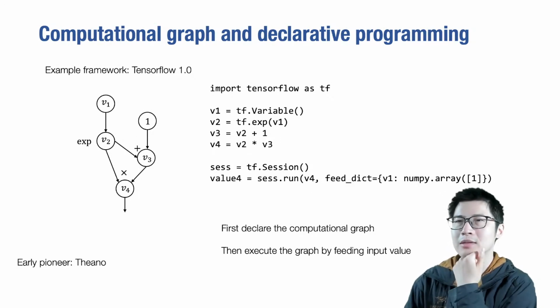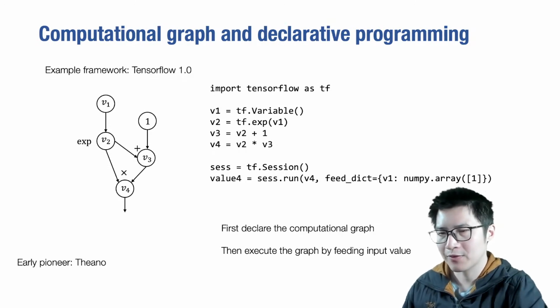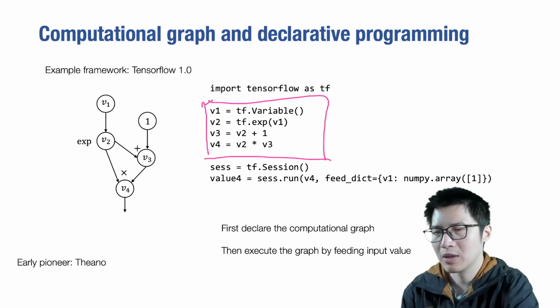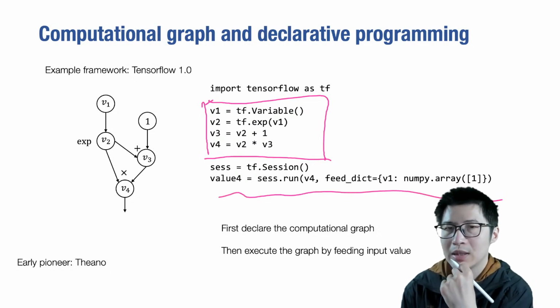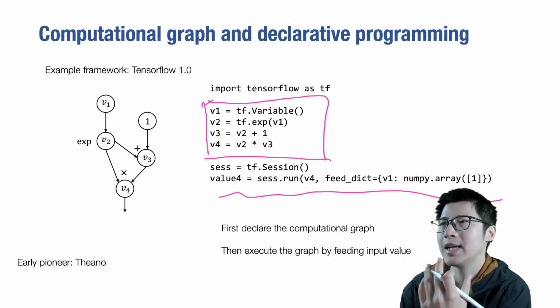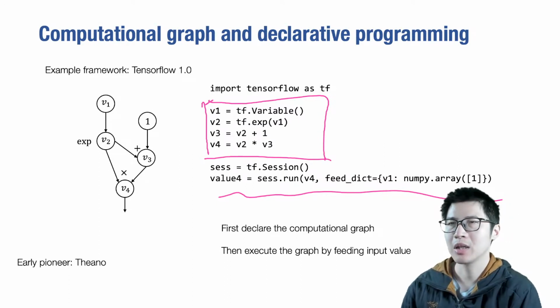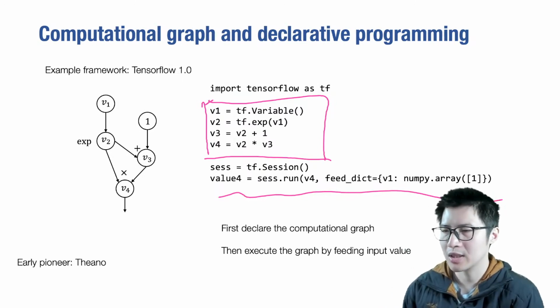The few things you might notice. The first thing is that in this code, there's a very clear separation: you have a declaration part that declares the entire computational graph, and you have a run part in here. So one of the advantages is that when we go and execute the computations, we already know the entire computational graph, right? So we can do certain kinds of optimization.